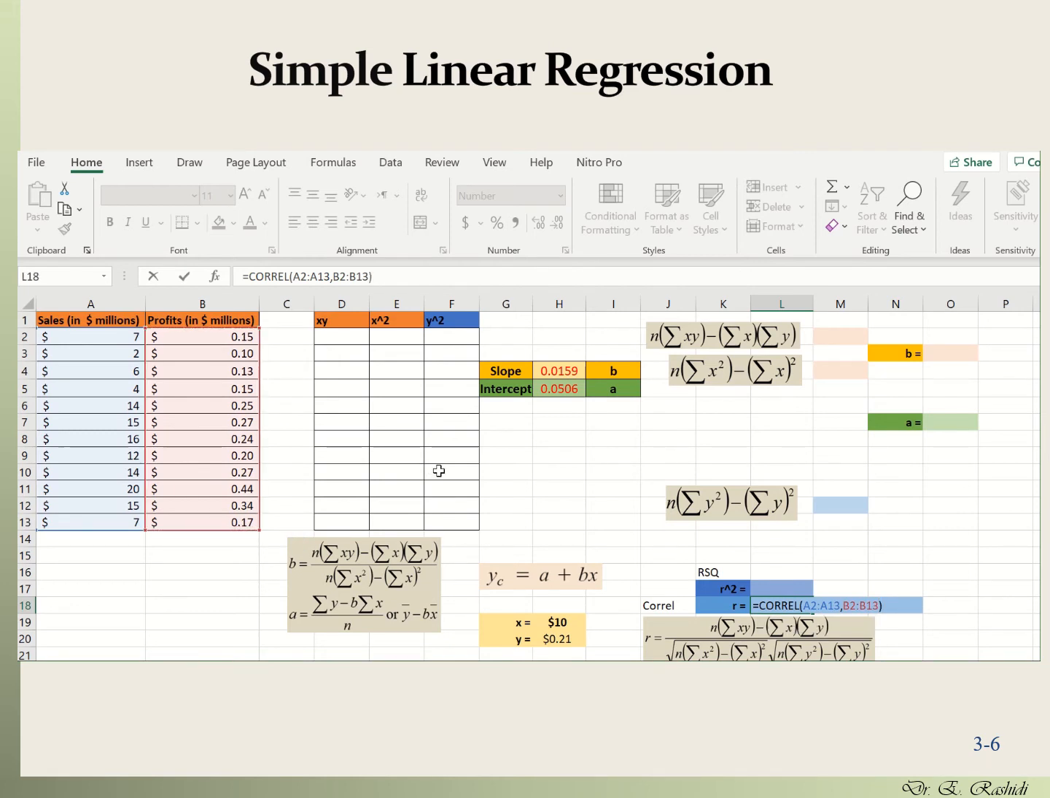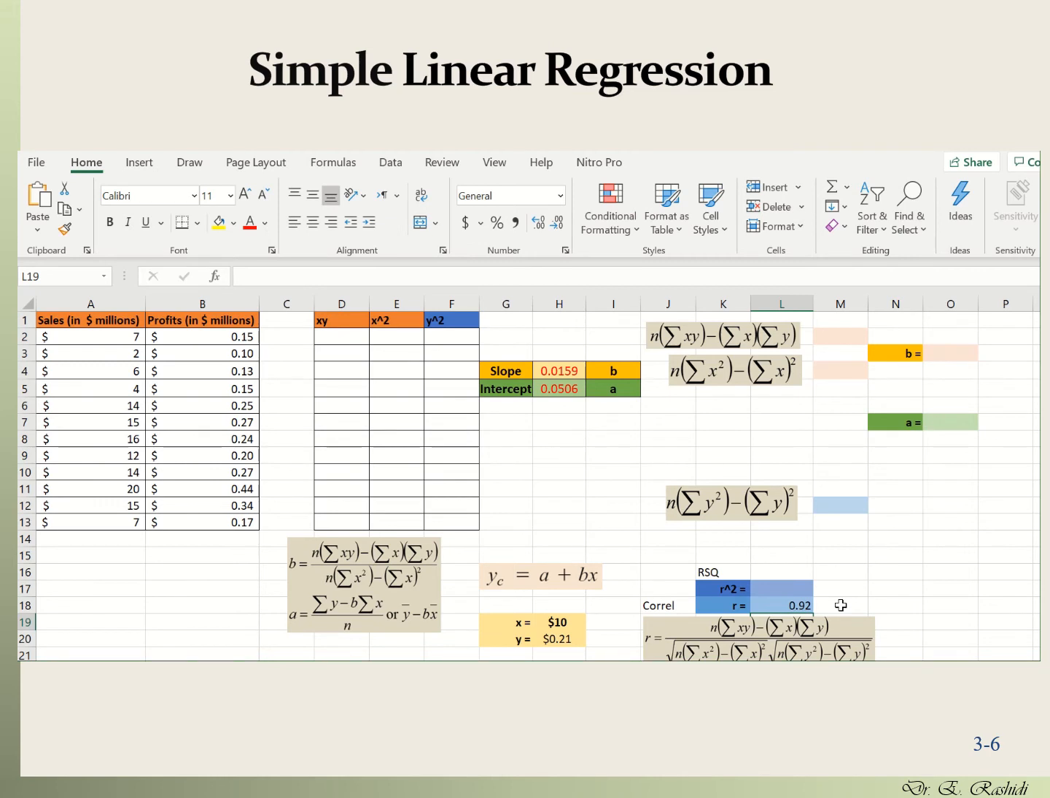You could do the reverse one, and I'm gonna hit enter, and that's it. So R is 0.92, 92%. What does it mean? First of all, this value is positive. That means that the relationship between profit and sales is positive. It means that the more you have in sales, the more profit you're gonna make. So that's a positive relationship.